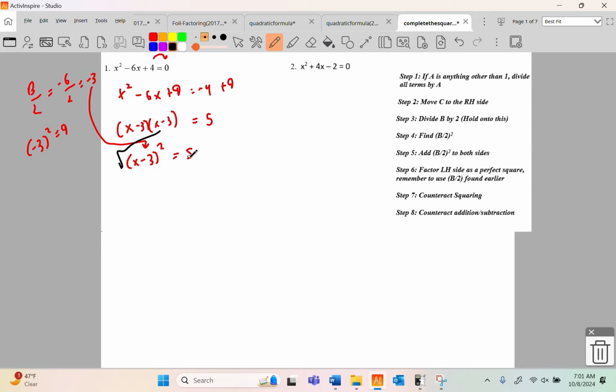You counteract squaring by square rooting. This is a quadratic. It has 2 solutions, so you better include the plus or minus symbol. The 2 on the square root cancels out the 2 on the square, and you have x minus 3 is plus or minus root 5. And then we put this 3 over here. We jump equal, we change signs. We're 3 plus root 5, or we're 3 minus root 5.